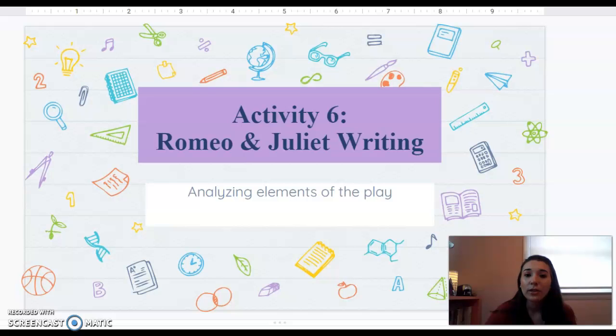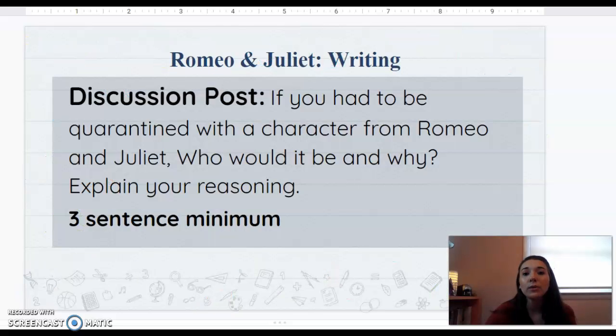It is a Romeo and Juliet writing activity. In a discussion post, if you had to be quarantined with a character from Romeo and Juliet, who would it be and why? You need to explain your reasoning as to why you picked that character in a minimum of 3 sentences. And those are our 6 activities for this week, which is April 20th through the 26th.